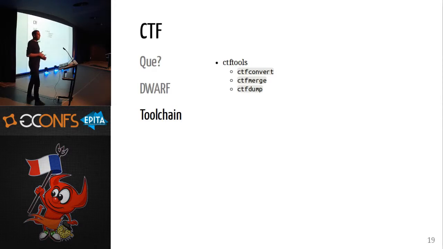So, CTF tools. It's great to have an object file which contains the DWARF information, but in order to make something useful out of it, to turn it into CTF, we need a number of tools. Solaris developed the CTF tools package, which contains CTF convert, merge, and dump. However, they're CDDL licensed. So there was a blocker for us to move forward with CTF, since we couldn't import it into our tree.